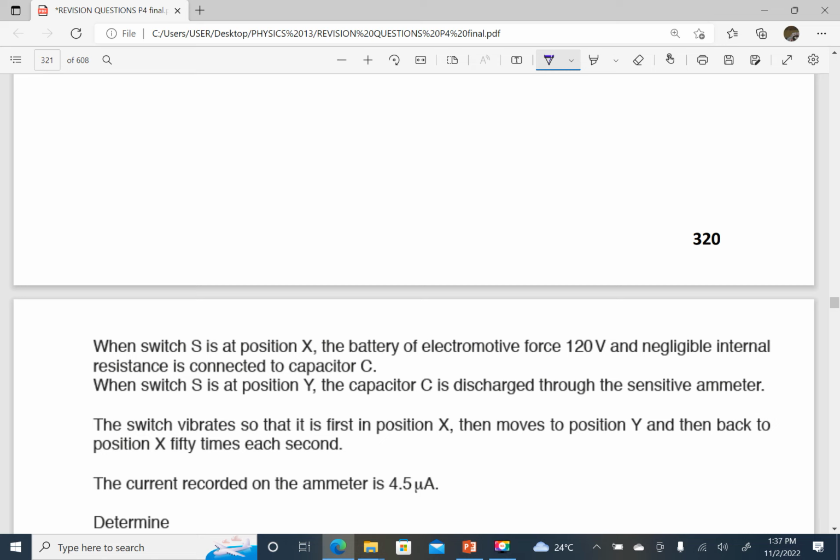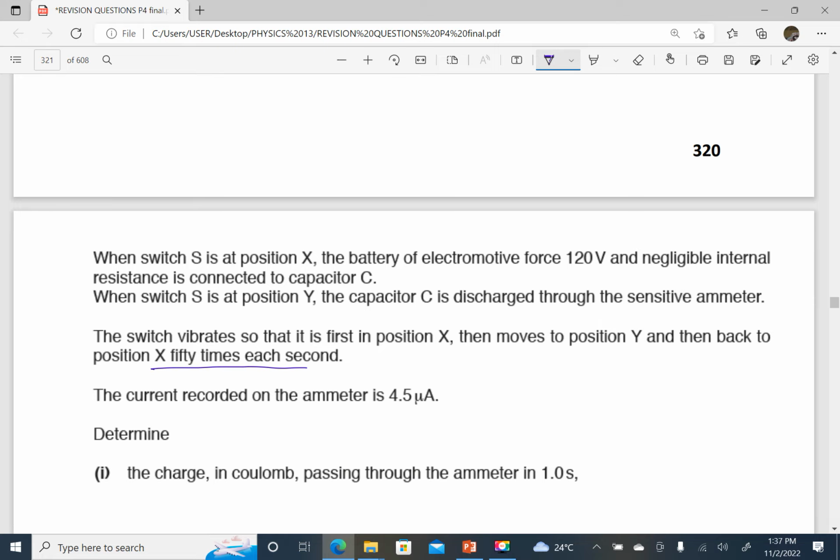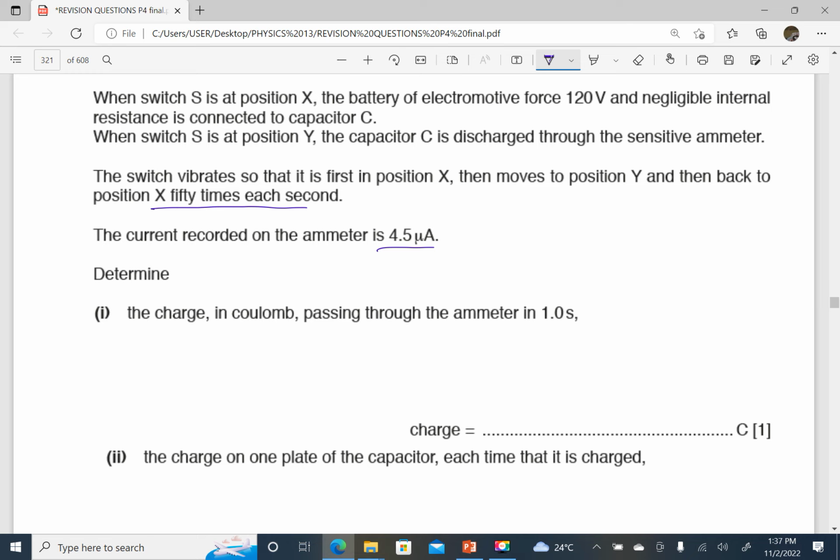So this is going to be the frequency. The current recorded on the ammeter is 4.5 microamperes. Determine the charge in coulomb passing through the ammeter in 1.0 seconds. Of course, we know that charge is going to be I times t, current times time. The charge is the current, which is 4.5 times 10 power negative 6, that is micro, times the time, which is 1.0 seconds. So this is going to be 4.5 times 10 power negative 6 coulombs.